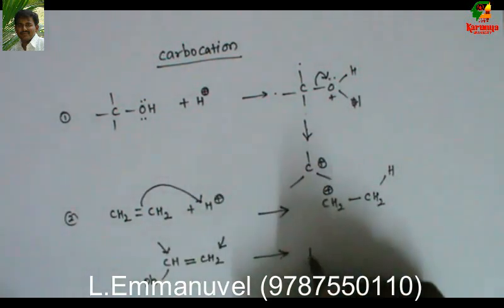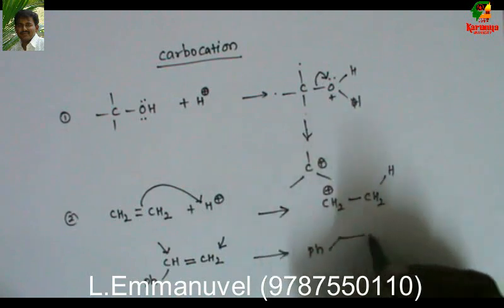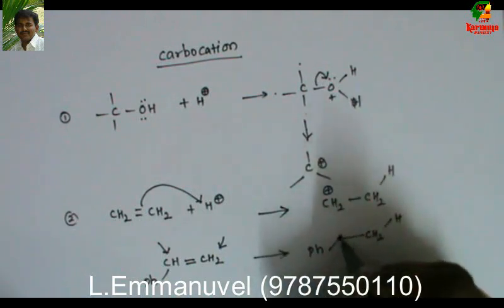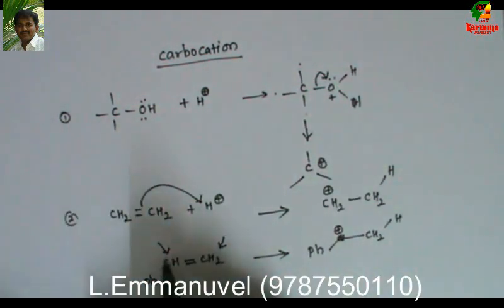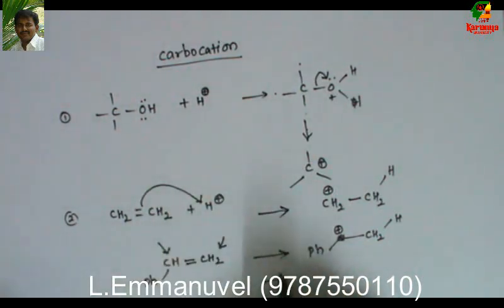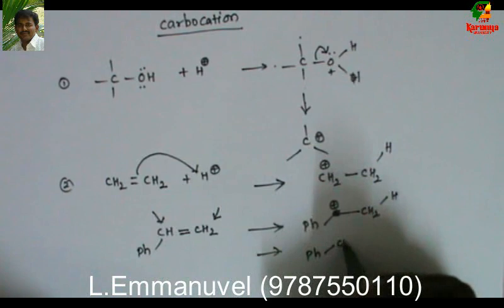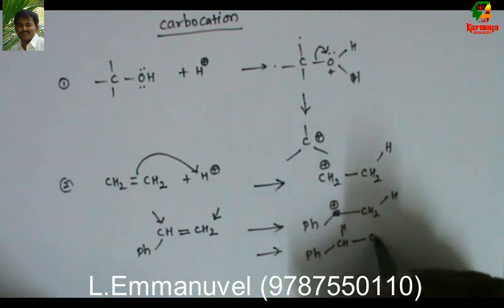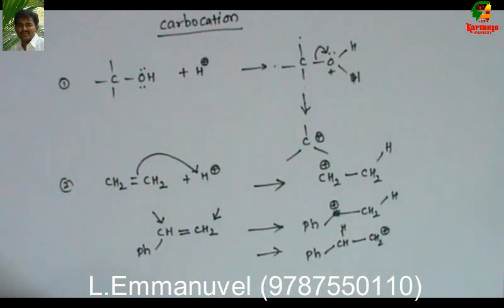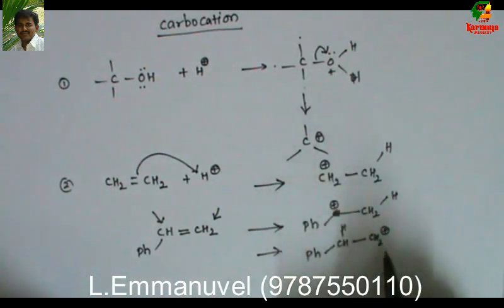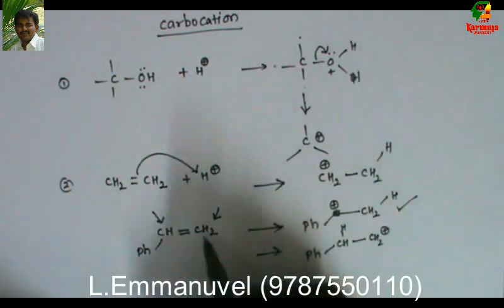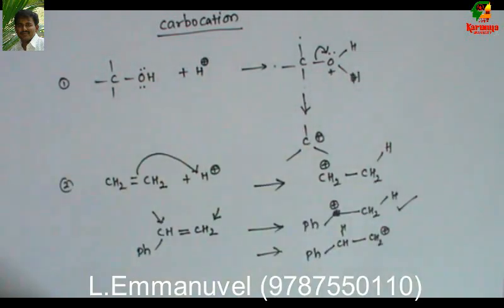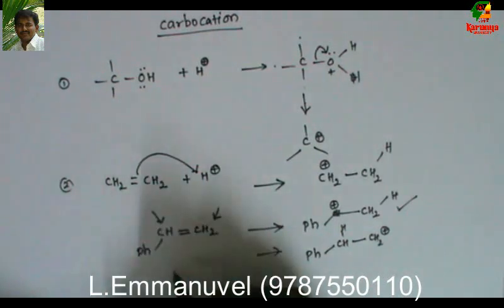If H plus adds here, what I get is this secondary carbocation. If H plus adds here, then I will get carbocation here, that is, this is a primary carbocation. Since secondary carbocation is more stable than the primary, this will be the major product. This will be attacked by the counter ion. For example, take Br. So Br will add here. That is called Markovnikov addition.